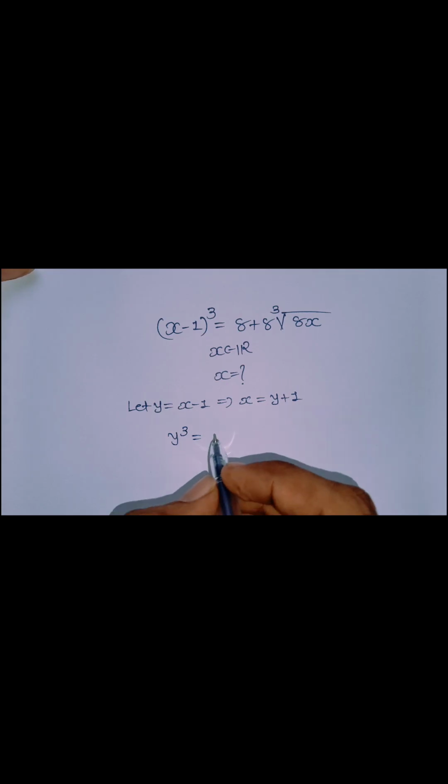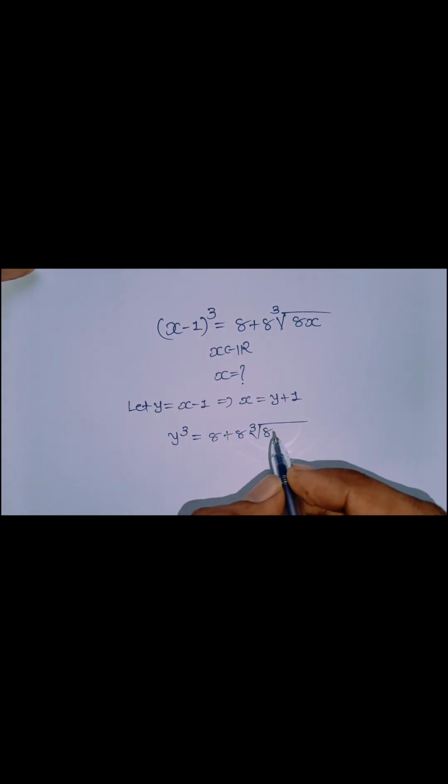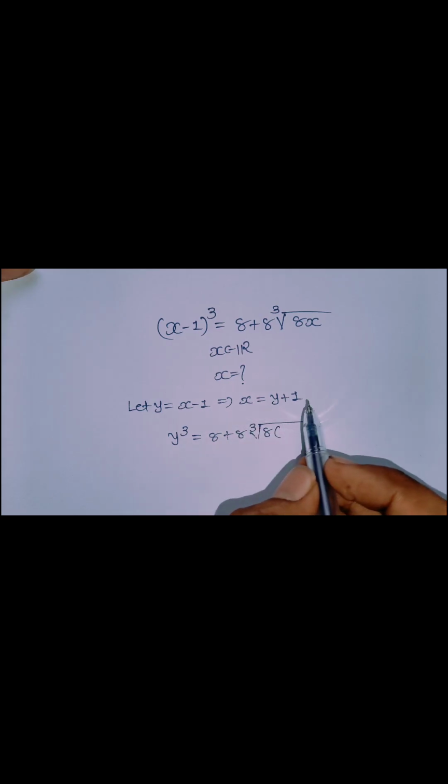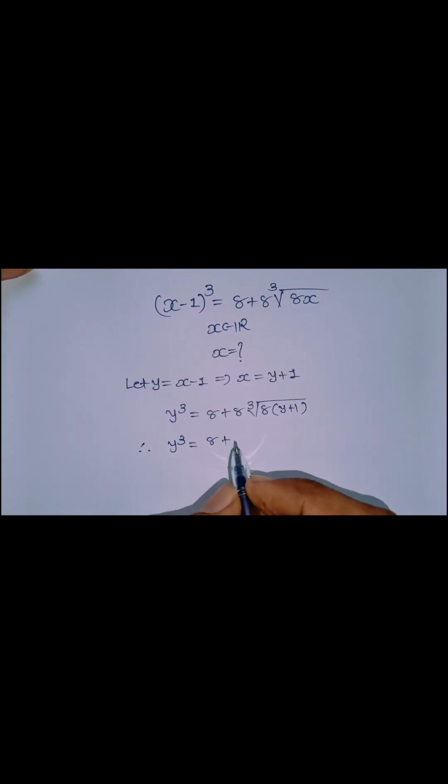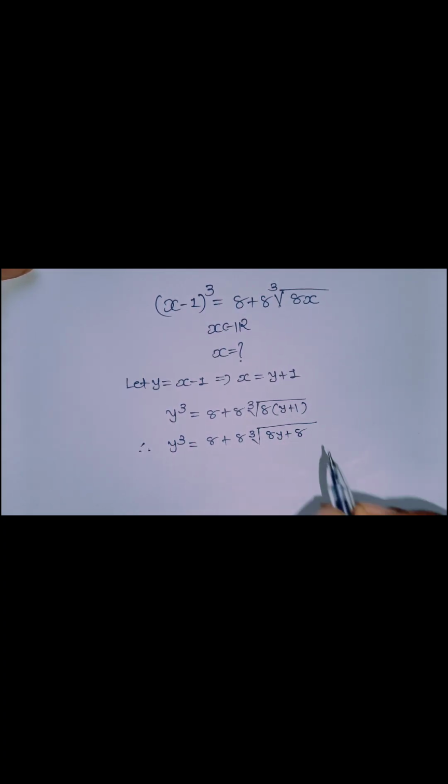This is clear. Now put both values in this equation. Therefore, y^3 = 8 + 8 * cube root of 8 into x, and x is y + 1, right, here y + 1. Now simplify this bracket. Therefore, y^3 = 8 + 8 * cube root of (8y + 8).